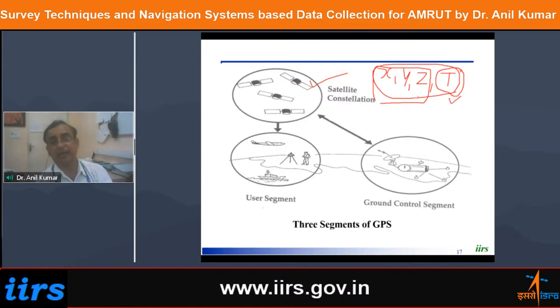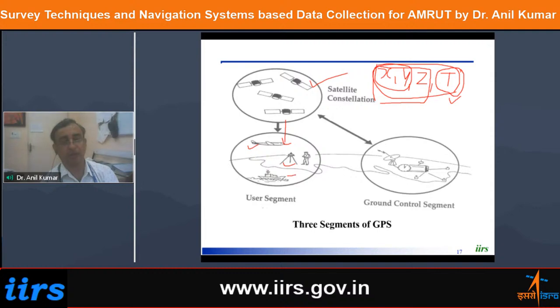And for 2D observation, where we want XY, in that case we require 3 satellites. So it is not a single satellite game. This requires a large number of satellites. Anytime, anywhere, if anybody wants to do observation, the GPS signal should be available.